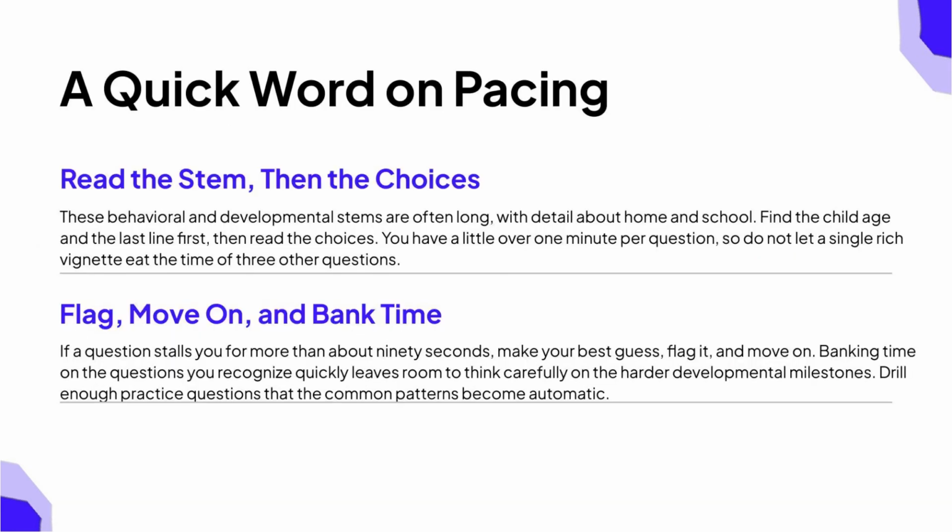Let us pause for a quick word on pacing, because these behavioral and developmental stems are often long, with detail about home, school, and milestones. First, read the stem and then the choices in the right order. Find the child age and the last line first, then read the rest of the vignette with your goal in mind, and only then weigh the options. You have a little over 1 minute per question on average, so do not let a single rich vignette eat the time of 3 other questions.